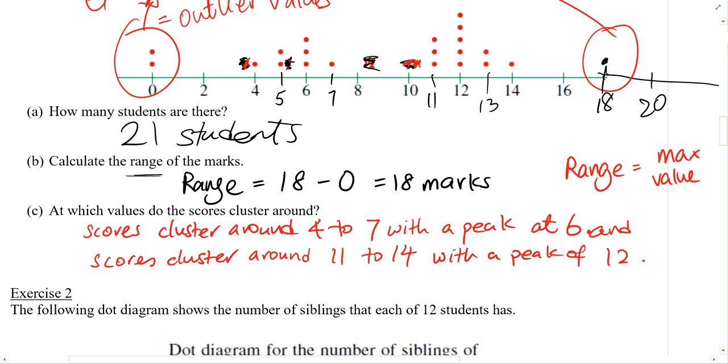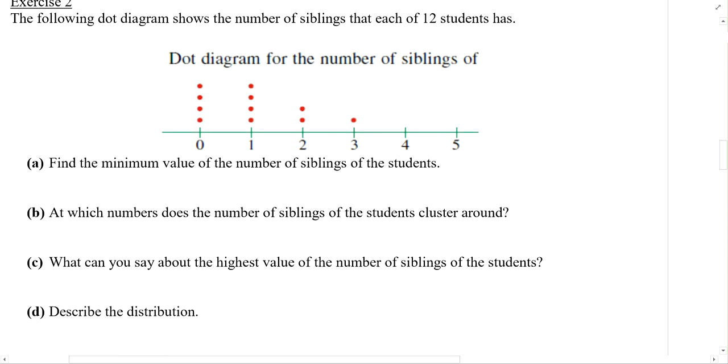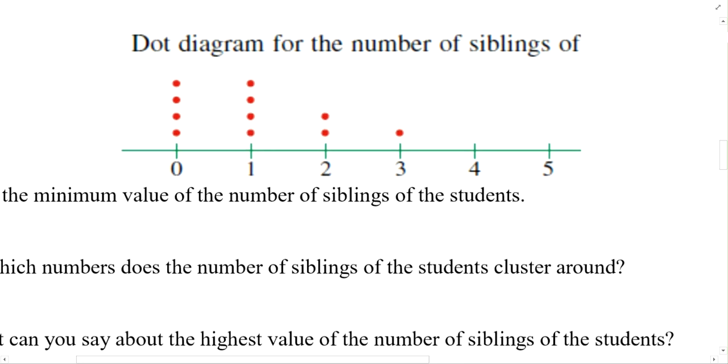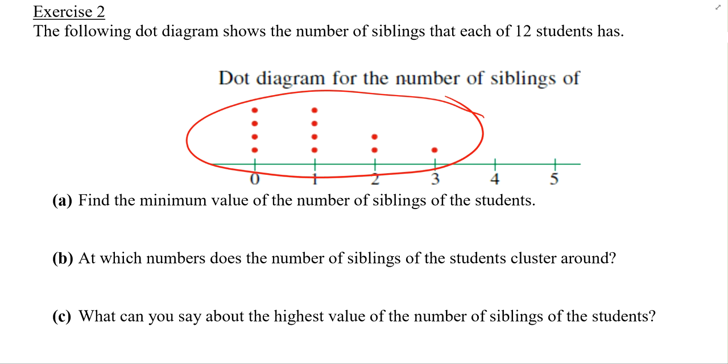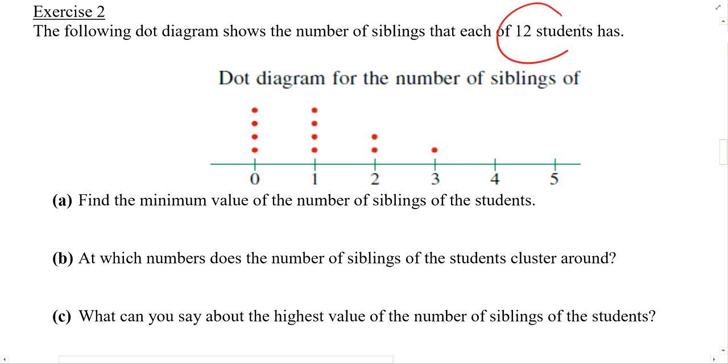But for now, let's take a look at exercise 2. Okay, simple one. Number of siblings that 12 students have. Let's say I chose 12 of you to do a survey. How many dots do you expect over here? Without counting. So this dot diagram is supposed to tell me how many students had 0 siblings. So over here 4, I can count easily. But let's say I don't want to count. How many students have 1 sibling, 2, 3, 4, and 5 siblings? How many dots do you think there are altogether? 12, because I'm only surveying 12 people, right?